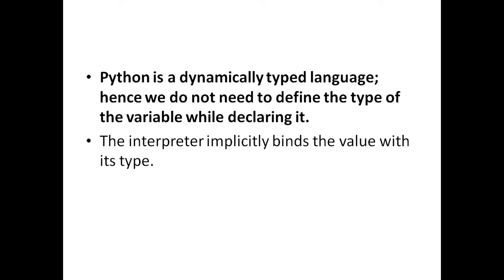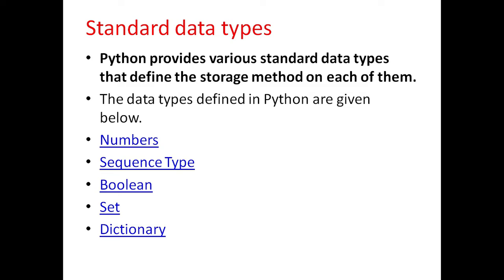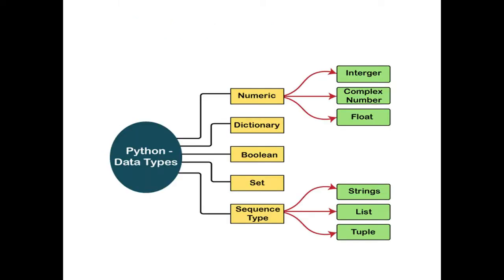Python is a dynamically typed language. Hence, we do not need to define the type of the variable while declaring it. The interpreter implicitly binds the value with its type. Python provides various standard data types that define the storage methods of each of them. Different data types in Python are numbers, sequence type, Boolean, set, and dictionary.